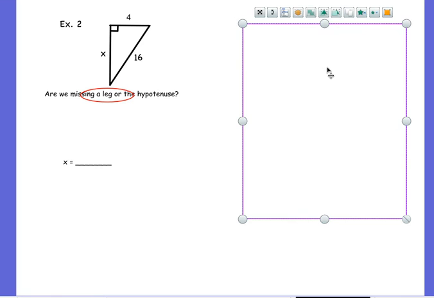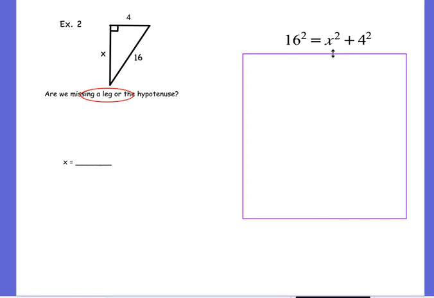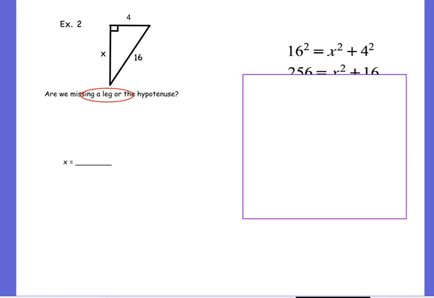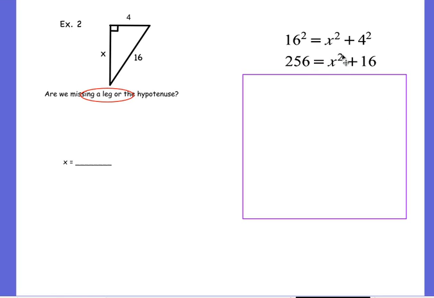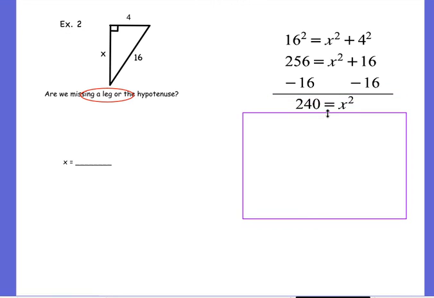So let's set up our equation. We know that hypotenuse is going to be 16. So we say 16 to the second power is equal to x squared plus 4 squared. Okay, so 16 squared is going to be 256. 4 squared is 16. Now we want to solve for x, so that means that in order to isolate x, we need to get rid of this positive 16, and we need to get rid of that square. Okay, to get rid of that positive 16, we need to subtract 16 on both sides. And that leaves us with 240 is equal to x squared.